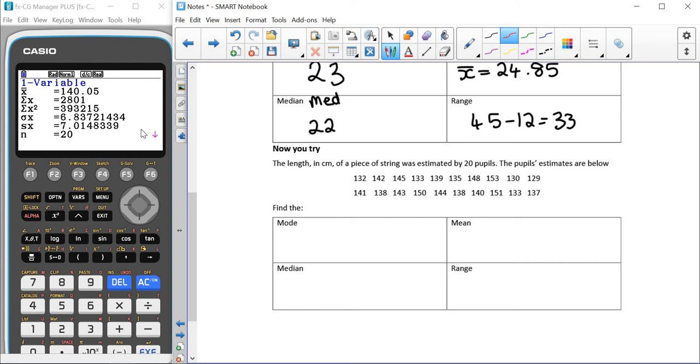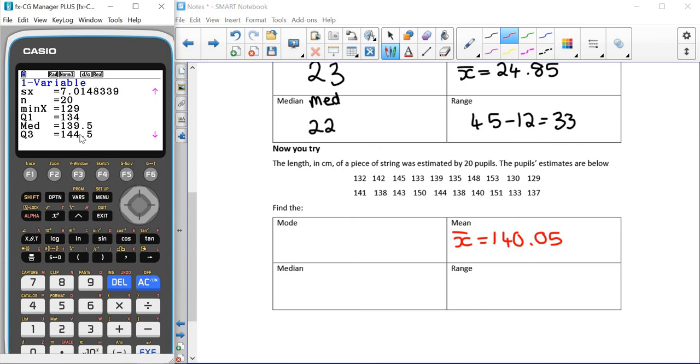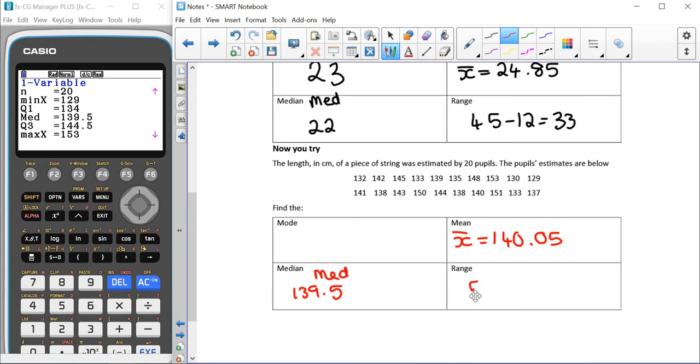So the first value that I can see in my calculator is the mean, which remember is this x bar symbol, which is 140.05. If I scroll down a bit, my median is 139.5. Scroll down just a little bit more, I can see my max x and my min x. So my range is going to be 153 minus 129, which gives me 24. Remember that you can use the normal part of your calculator to work that out if you're struggling.